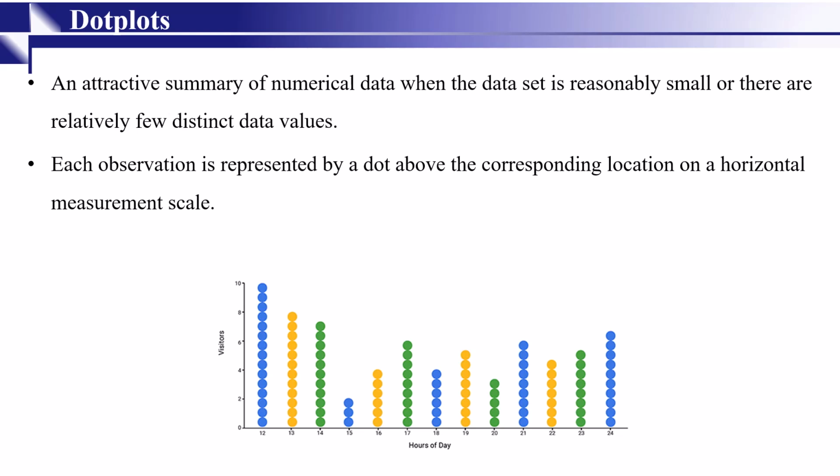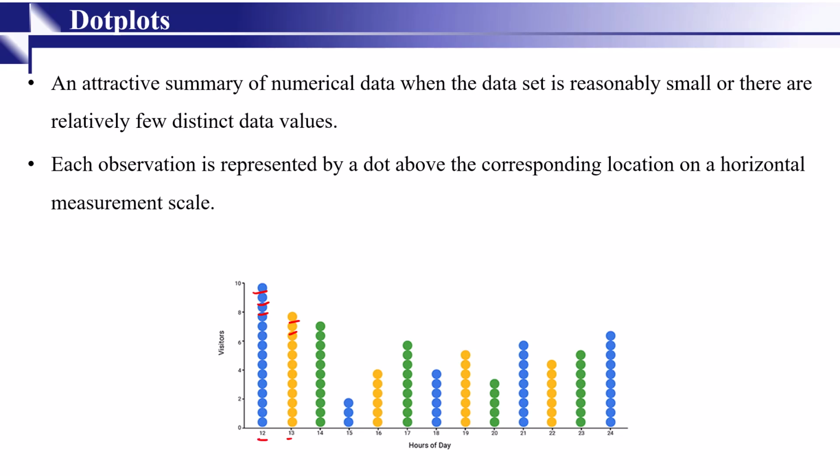Dot plot is another graphical or visual method for descriptive statistics. A dot plot is considered an attractive summary of numerical data when the data set is reasonably small or there are relatively few distinct data values. Here, each observation is represented by a dot. You can see each of these dots is one observation. We show them by a dot above the corresponding location.